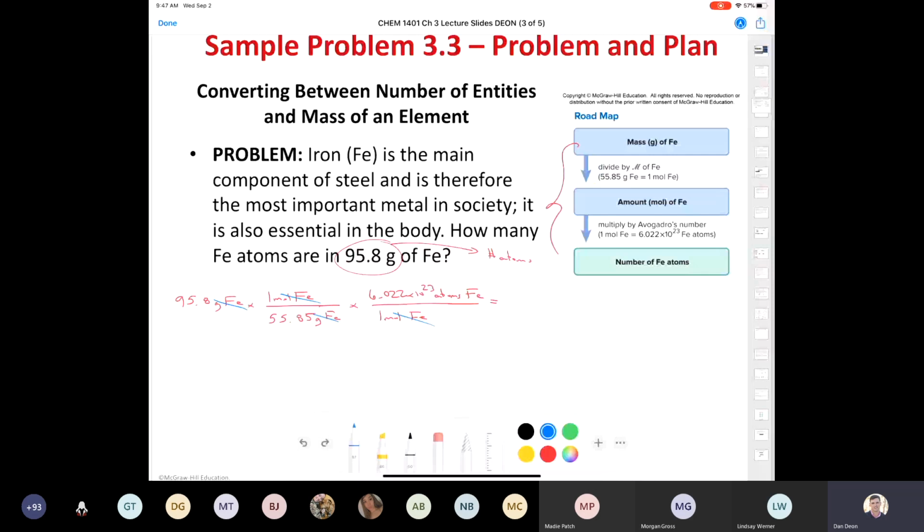atoms of iron. You can kind of check this in a way, right? Because think about it, 1 mole of iron weighs 55.85 grams, and you're starting with 95.8. So you have more than a mole. So your final answer should be bigger than Avogadro's number. So that makes sense. All right, so just some thought processes that you might want to have when you're solving problems like this.